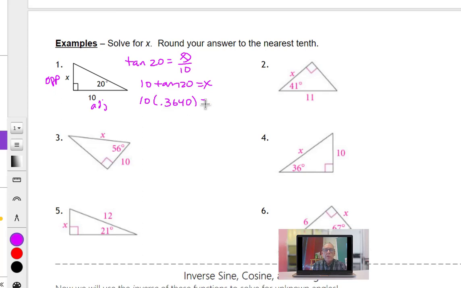So 10 times 0.3640 is going to be 3.64. So round it off to one decimal, we have 3.6. Let's look at number 2.